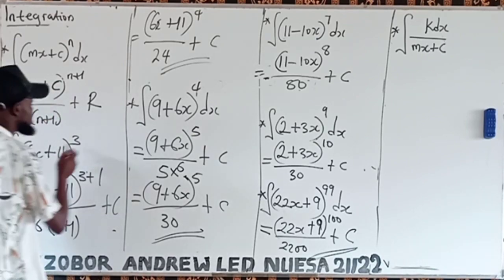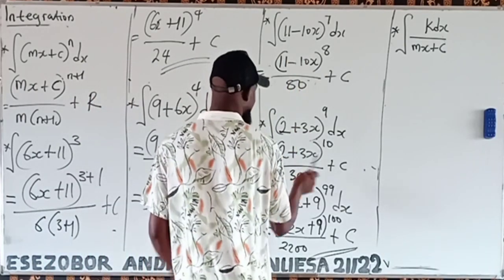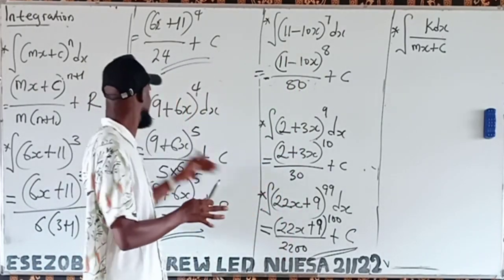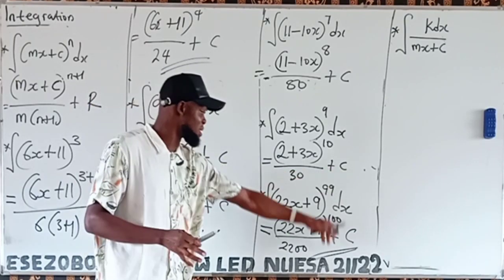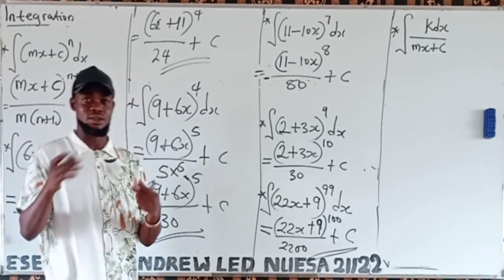Check this question, we have a constant. Check this one, we have a constant here. A constant is something that doesn't have x. The constant from the question is in the answer, and after you have integrated a question, you just add the integration constant.